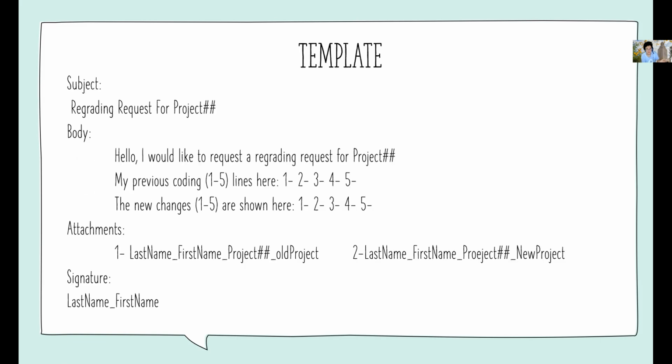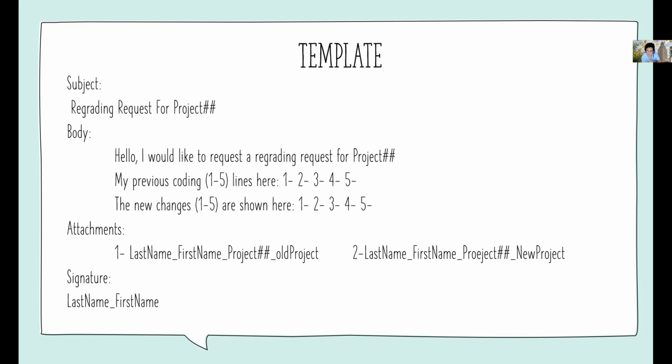So what's the template? This is basically an email. You're going to send me an email, and the subject line is regrading request for project XX. Then all you're going to say is, hello, I would like to request a regrading for this project. And one thing you need to remember is when you do regrade, you are only allowed to change 5 lines at a time. So 5 lines of code.